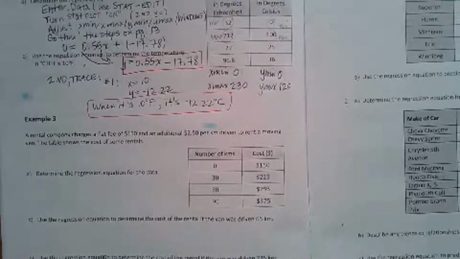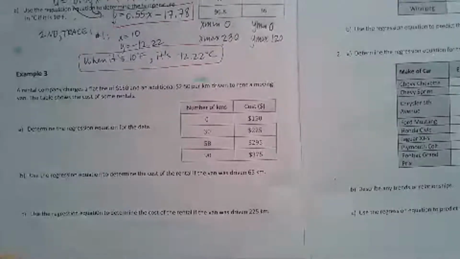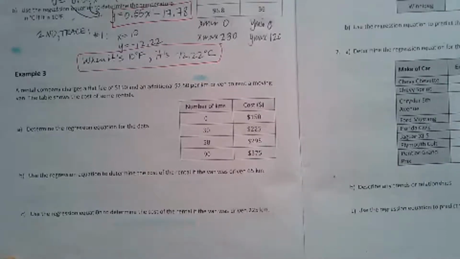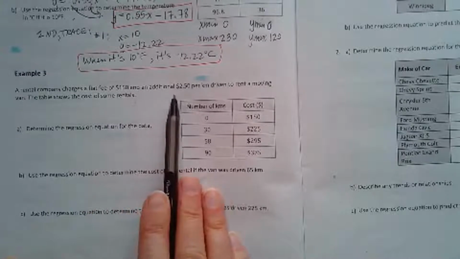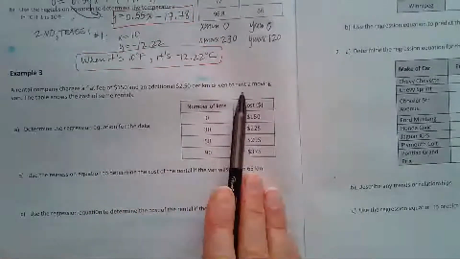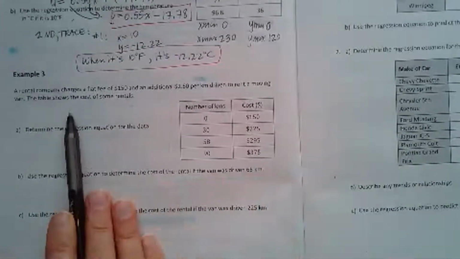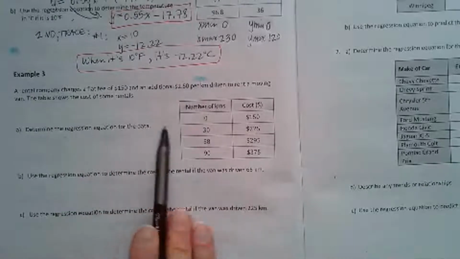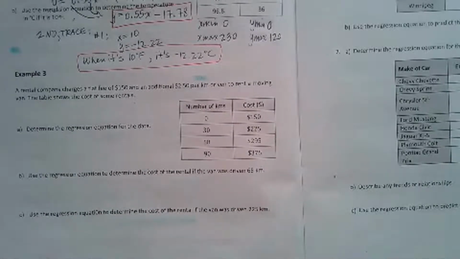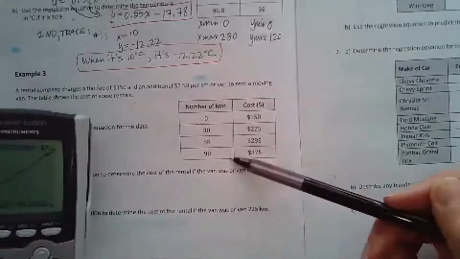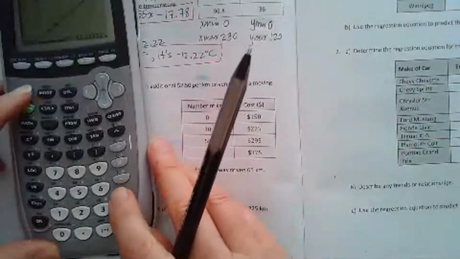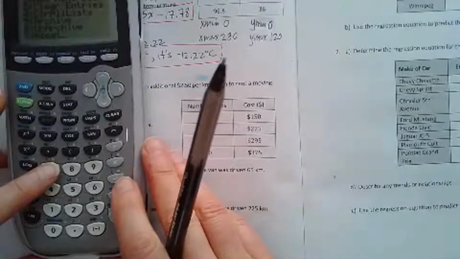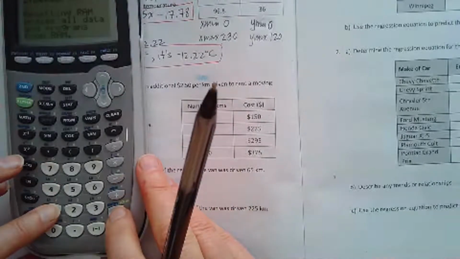All right. Let's try the next example. So you have these done for you. A rental company charges a flat fee of $150 and an additional $250 per kilometer driven. This shows the cost of some rentals. Okay, determine the equation. So I know what I have to do, but you can see how these numbers are completely different. So it's very important we do a second plus sign, number 7, number 1, number 2.